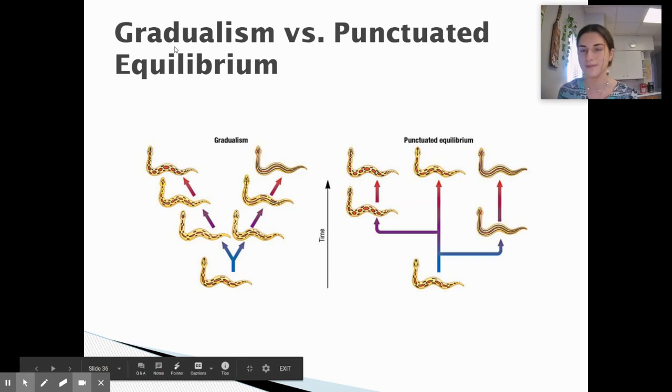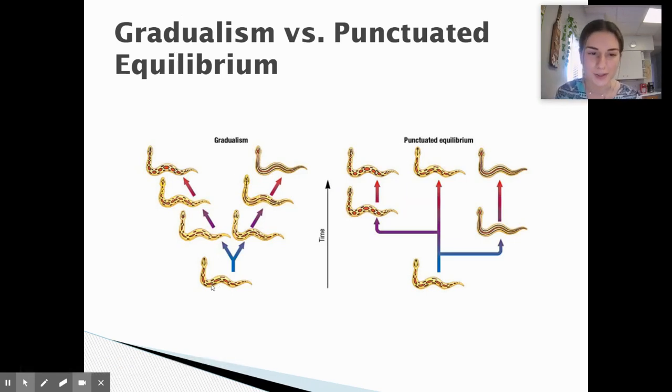Okay, so gradualism, as you can see, we start off with this little snake guy, and not much has changed here yet, but then we get to this generation. This generation just has spots, but this generation has spots with a line through it. Then this generation has bigger spots, and this generation just has the line. So that was gradual because it happened over multiple generations.